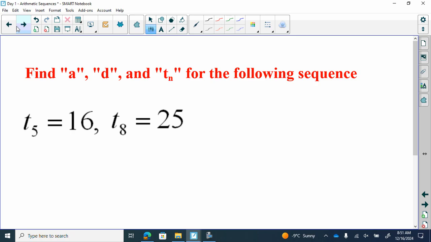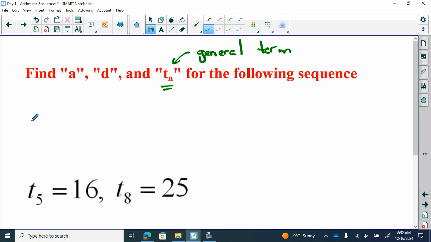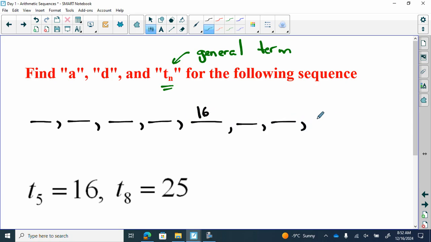This one says find a, d, and tn for the following sequence. Now, in this case, when they're asking for tn, this is when they're going to want the general term. So you can copy this example down as well. Here's what I know, and this is helpful. I don't know term 1. I don't know term 2. I don't know term 3 or 4. I do know the 5th term. What is it? 16. Don't know 6 or 7, but I do know 8. What's the eighth term?